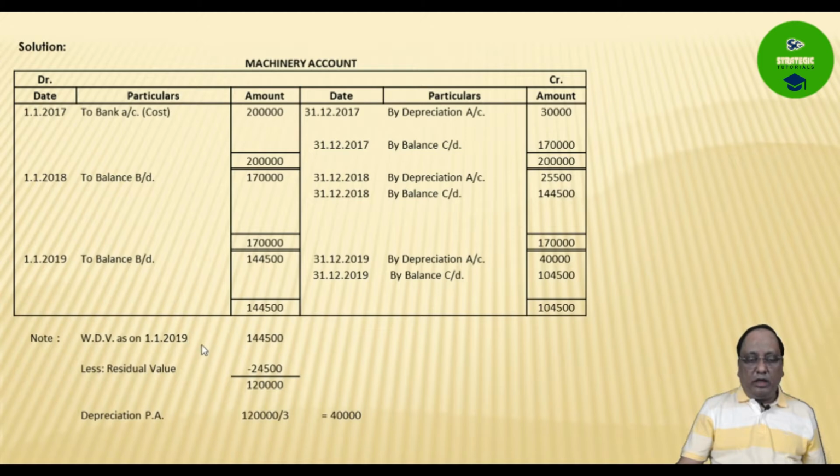WDV on 1/1/2019 is 1,44,500. Less residual value, so the net is coming 1,20,000. The remaining life of the machine is 3 years. So you just divide by 3, then 40,000 is the per annum depreciation. So here we have charged 40,000.